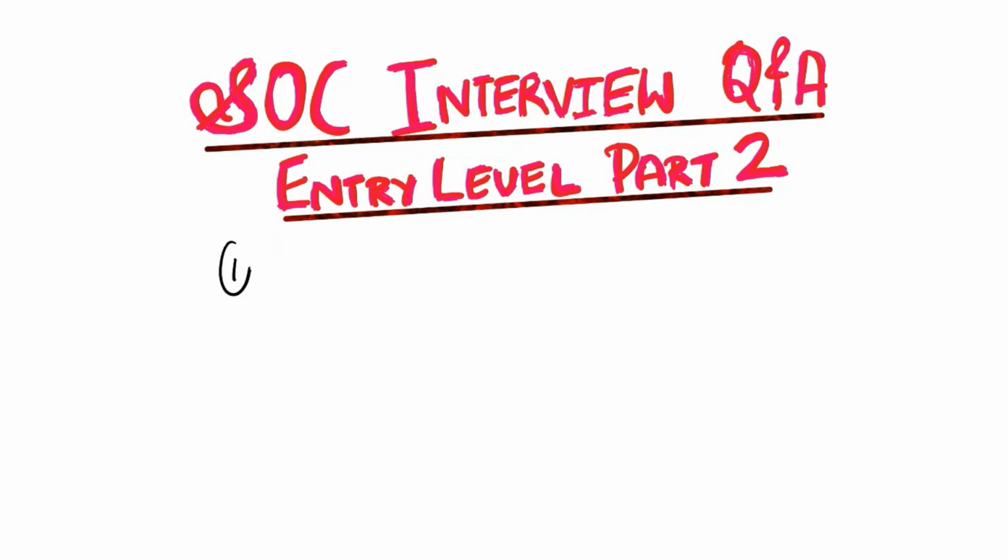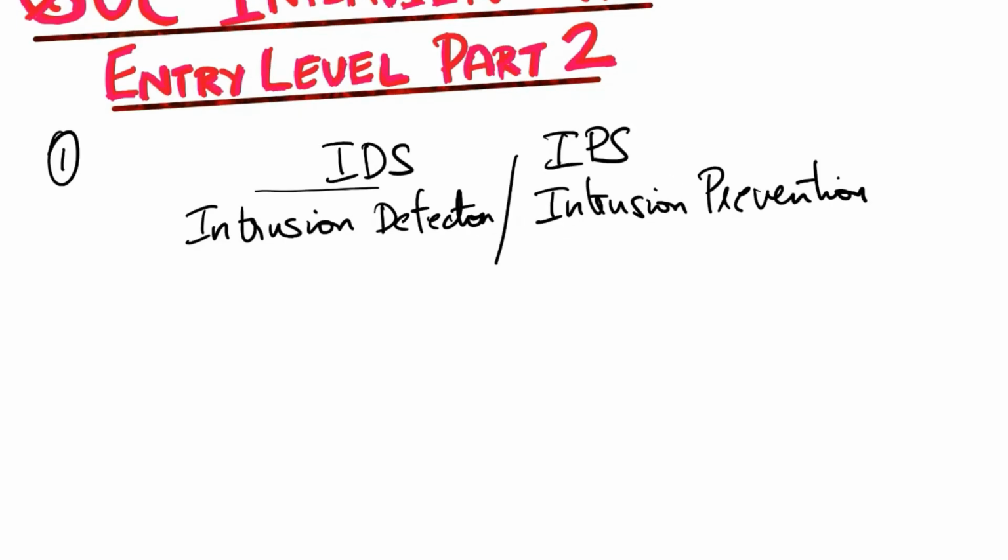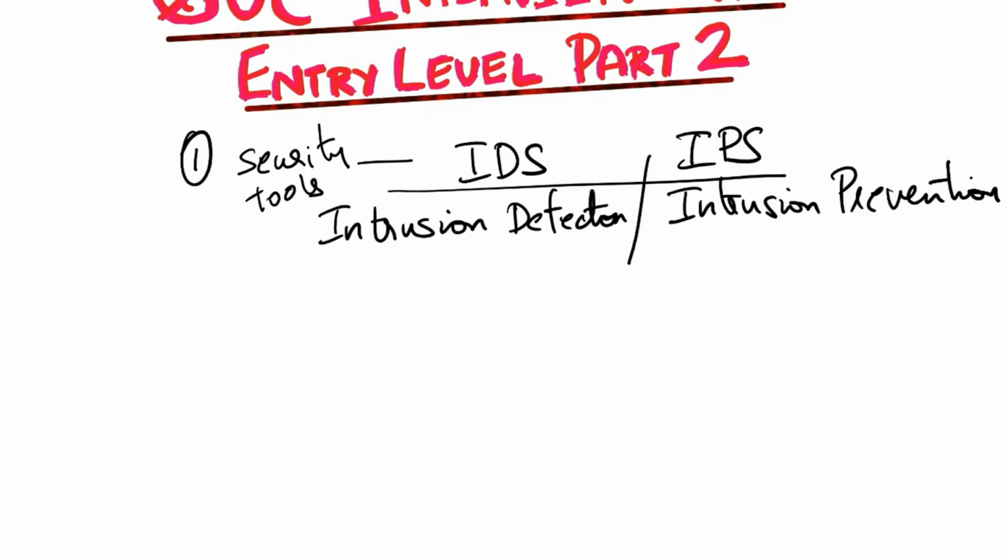Let's go to the first question. Can you differentiate between IDS and IPS? IDS stands for Intrusion Detection System. IPS stands for Intrusion Prevention System. Both of these are security tools used to protect computer networks, but they serve different purposes and have distinct functionalities.